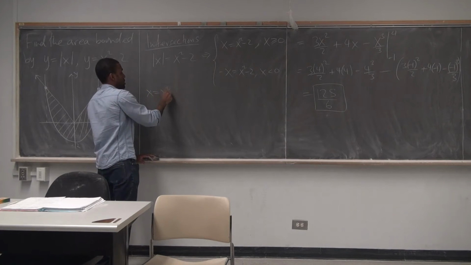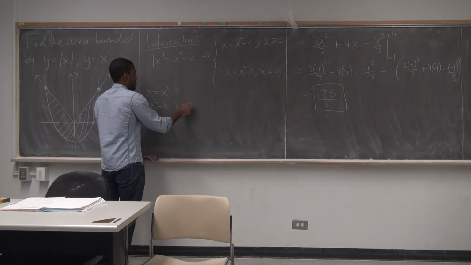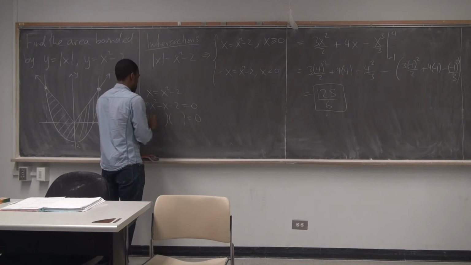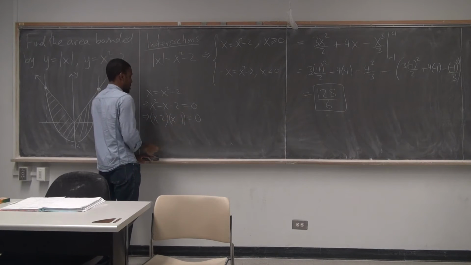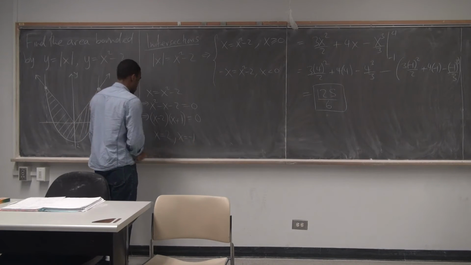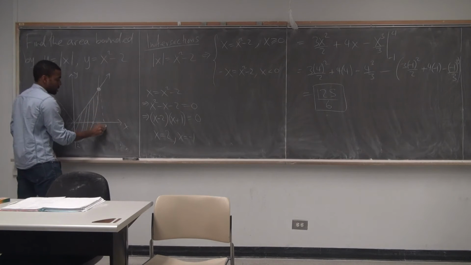So I solve this one. I get x squared minus x minus 2 equals 0. Try to factor that. 2 and 1 seem to make sense: minus 2 plus 1. So I get x equals 2, or x equals minus 1. That was for the positive side though, so 2 is the one I want here.